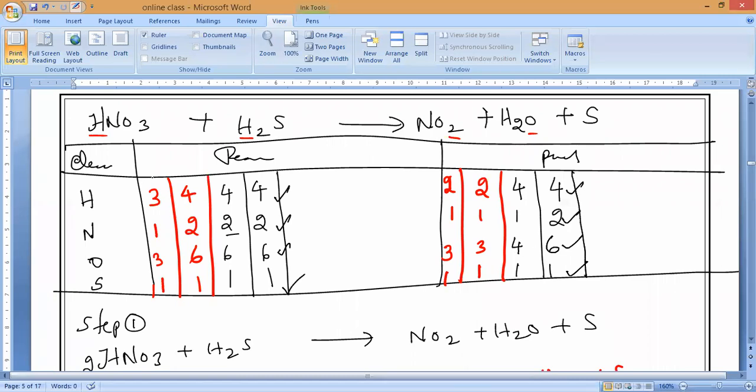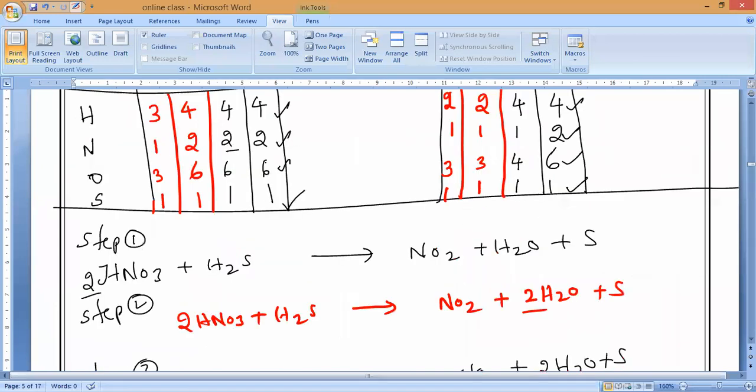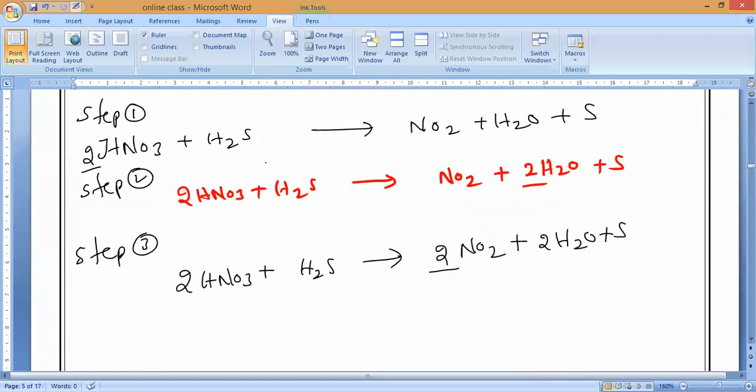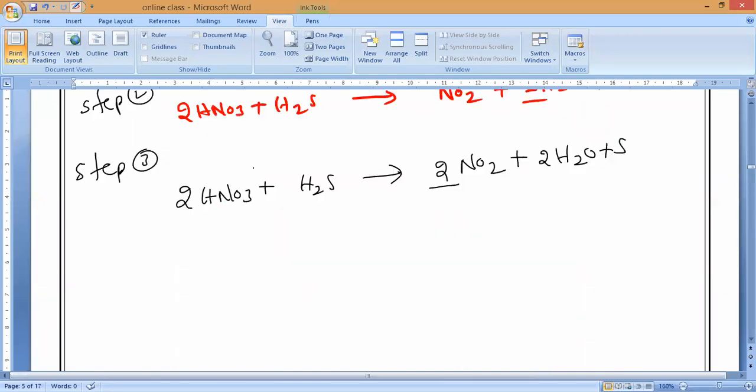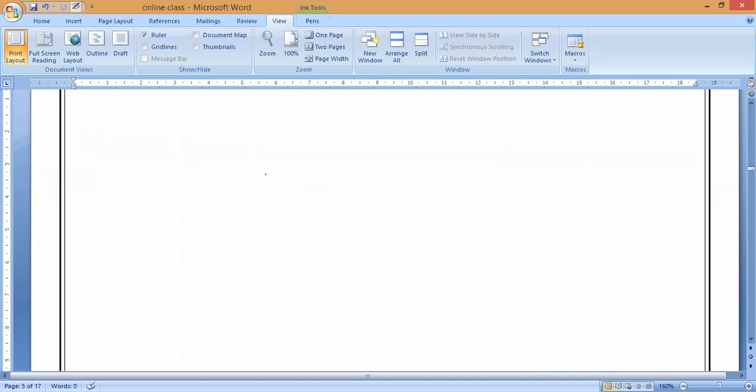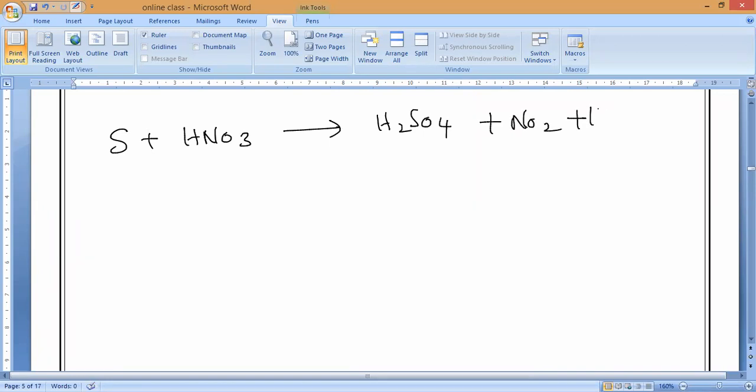Whenever you get side by side, I will say the trick. But you have to understand this equation, or not? Yes or no? Now I will give you the next equation and then I will give you the trick. Let me see, solve it. Sulfur plus HNO3 will give you H2SO4 plus nitrogen dioxide plus H2O. This is the equation. Is it okay, guys?